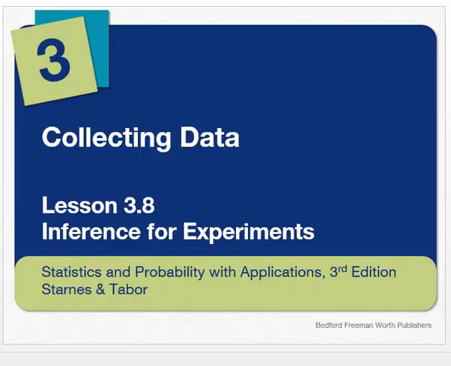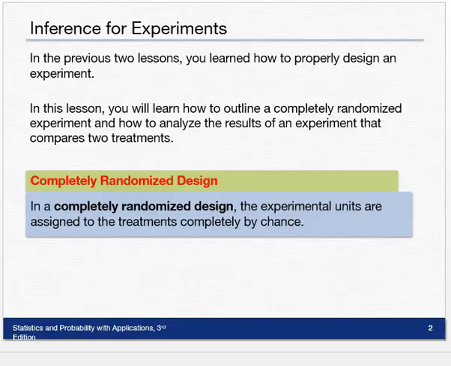All right, in 3.8, we're going to talk about our last section of Chapter 8, which is inference for experiments. It's how do you set up your experiment correctly, and then how do you draw conclusions from it, as significant or not. All right, so first, in the previous two lessons, you learned how to properly design an experiment. We talked about random assignment, we talked about having control and blinding and things of that nature.